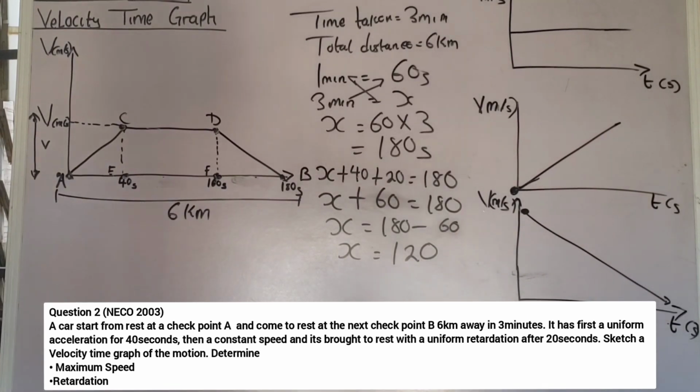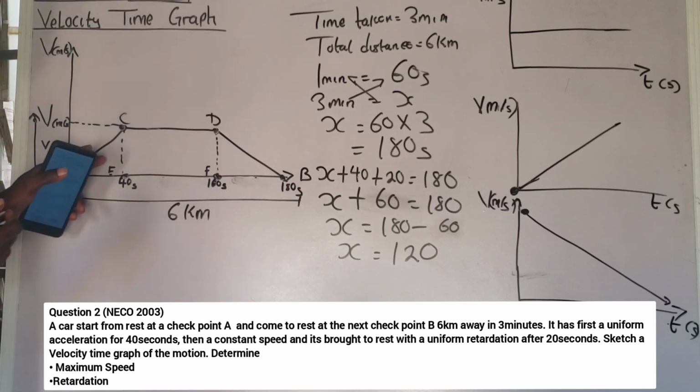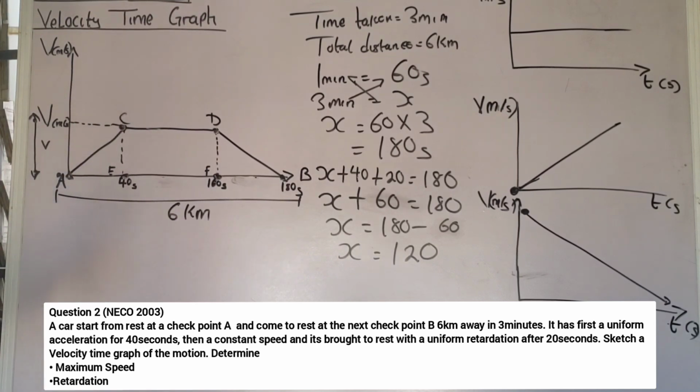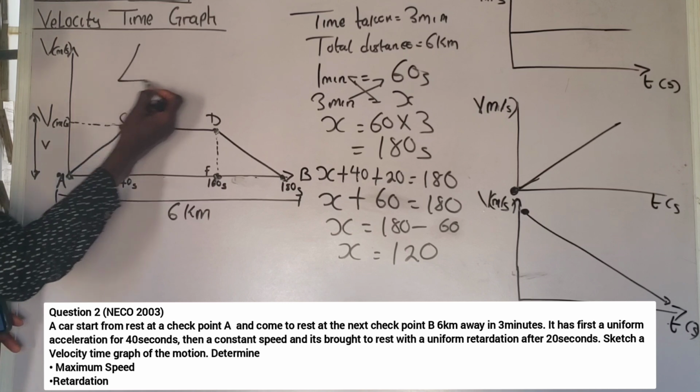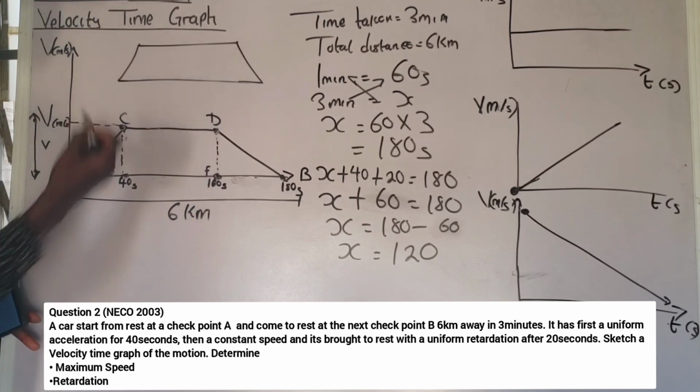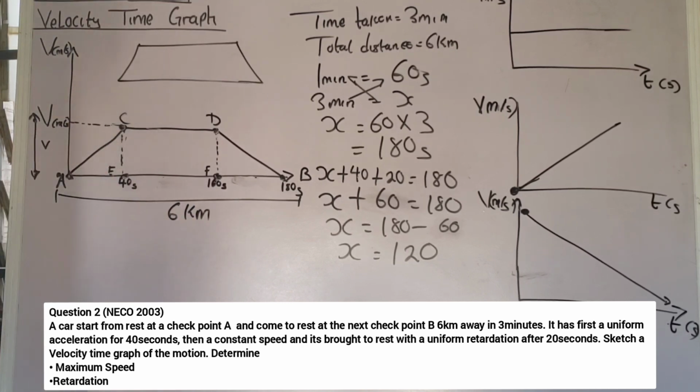Now, let me ask you a question. What is the name of this shape? Forget about the sketch line, okay? Don't focus on the sketch line now. Look at the deep line. What is the name of this shape? This shape like this. This is the velocity time graph that we have. The name of this shape is what? Trapezium. You understand? Now we're going to use the formula of a trapezium to determine the area.